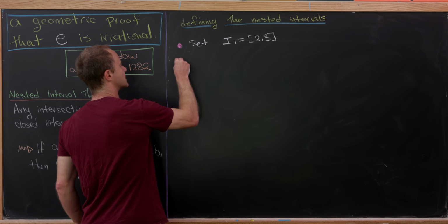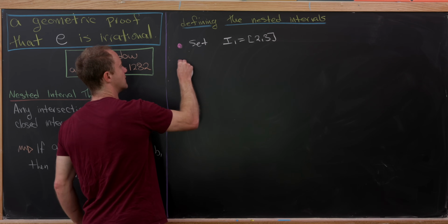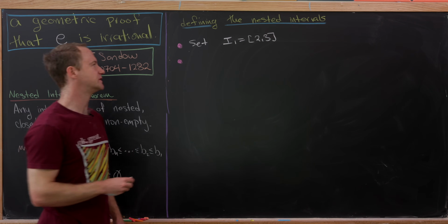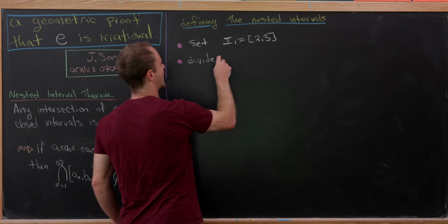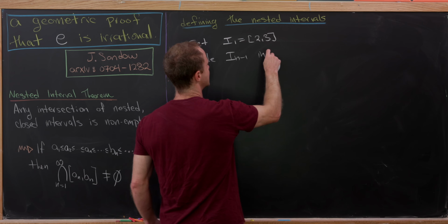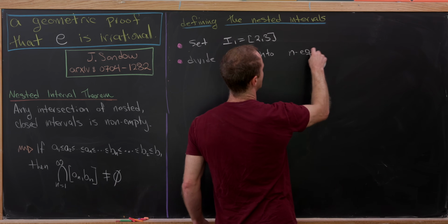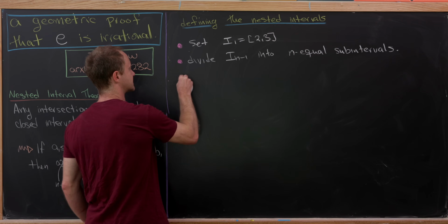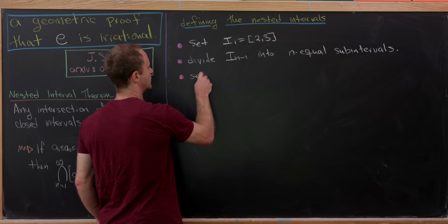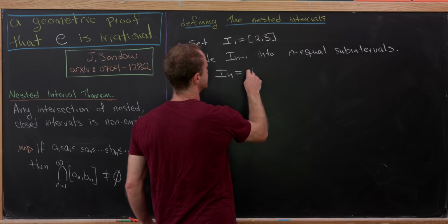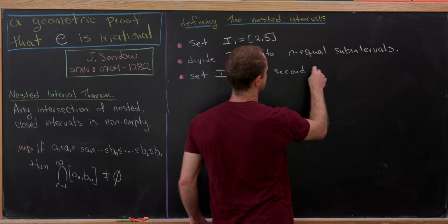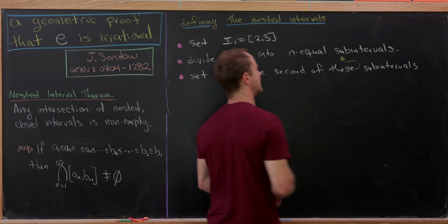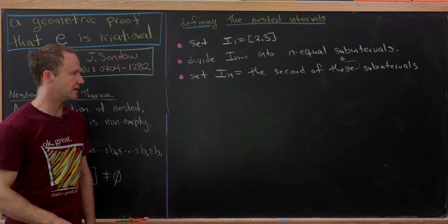And now we've got to figure out some sort of recursive method for defining the rest of the intervals. And maybe here's how to do it in a two-step process. So let's divide I sub n minus 1 into n equal subintervals. That's the first step of this two-step process. And then how do we define I sub n? Well, this is how we'll do it. We'll set I sub n equal to the second of these subintervals, where when I say these subintervals, I mean the ones that we defined right above.